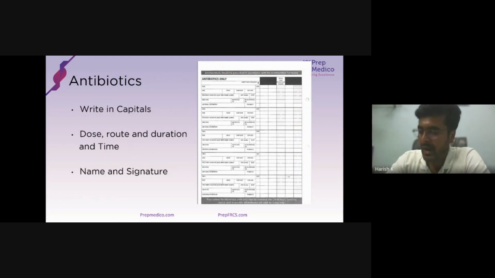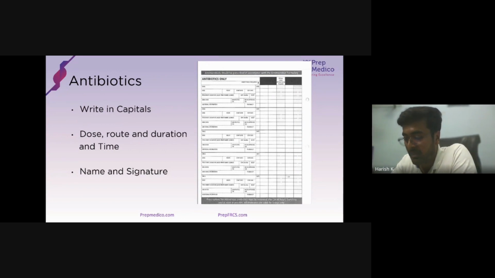In the antibiotic section, what needs to be written? I will explain to you. First thing is writing the drug. I always try to write the generic name, not the brand name. Always write the generic name, and write it in capitals or block letters.